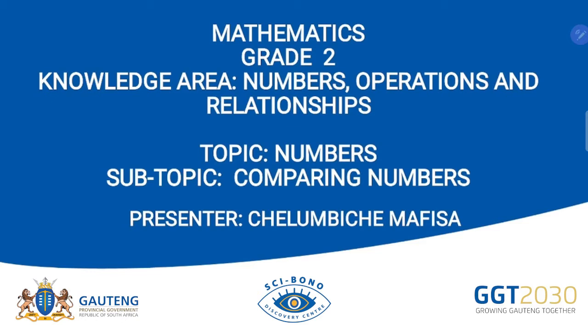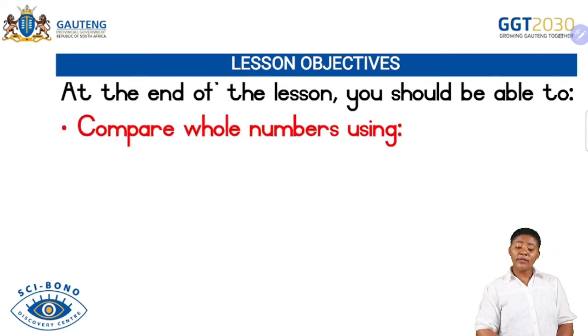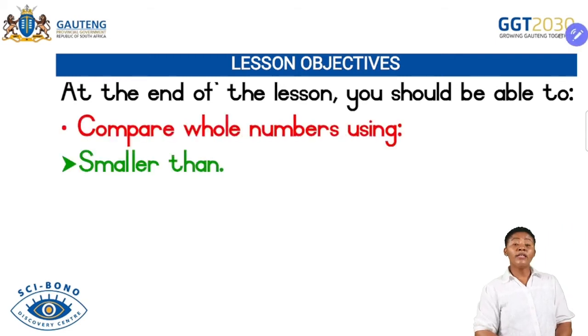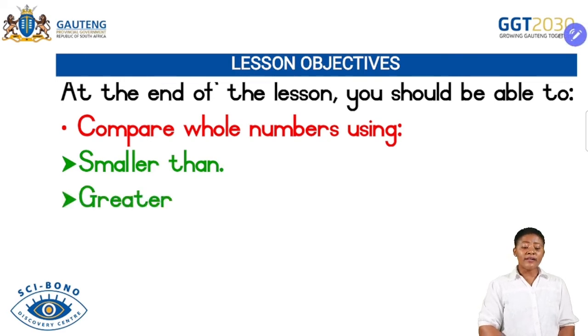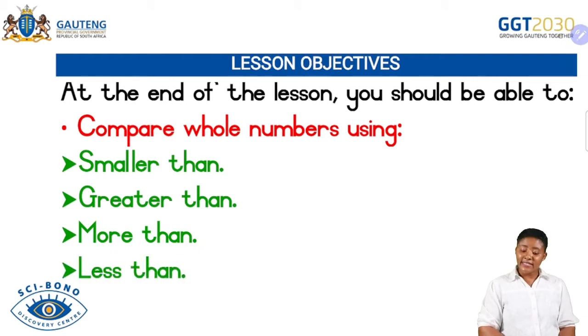All right, let's look at our topic. What we'll be doing, grade twos, will be numbers, and in this lesson we will be comparing numbers. Let's look at our lesson objectives. At the end of the lesson, you should be able to compare whole numbers using smaller than, greater than, more than and less than.